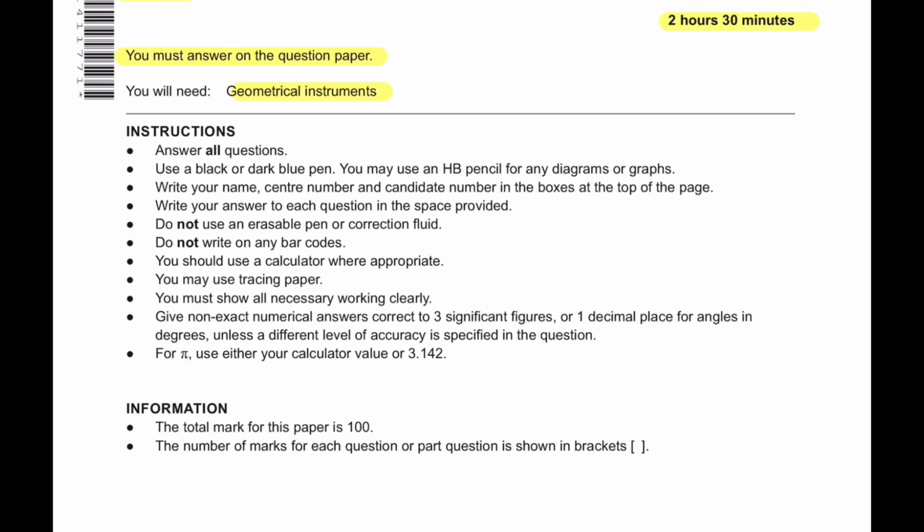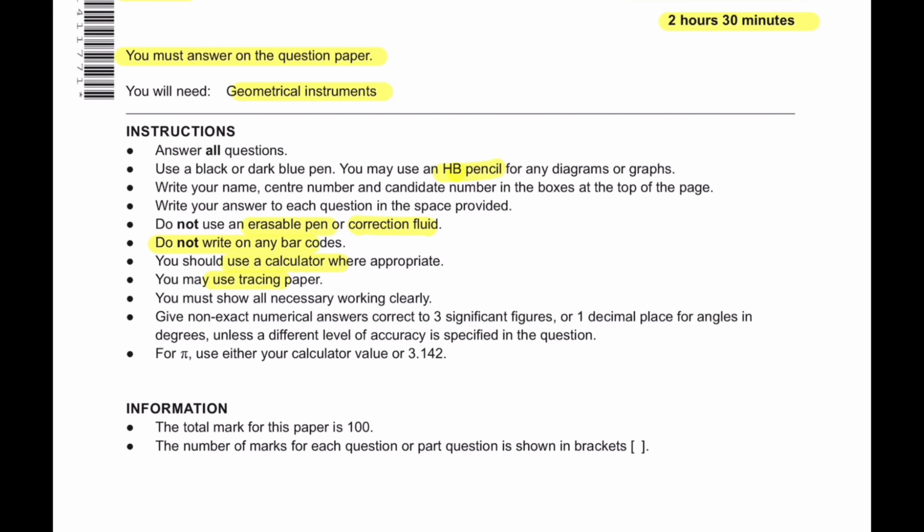As usual, you must use HB pencil for drawing diagrams, and you cannot use erasable pen or correction fluid. You cannot write on the barcode. It's a normal case everywhere. But for this paper, you can use a calculator. In paper 1, there is no way to use a calculator. You can use tracing paper here.